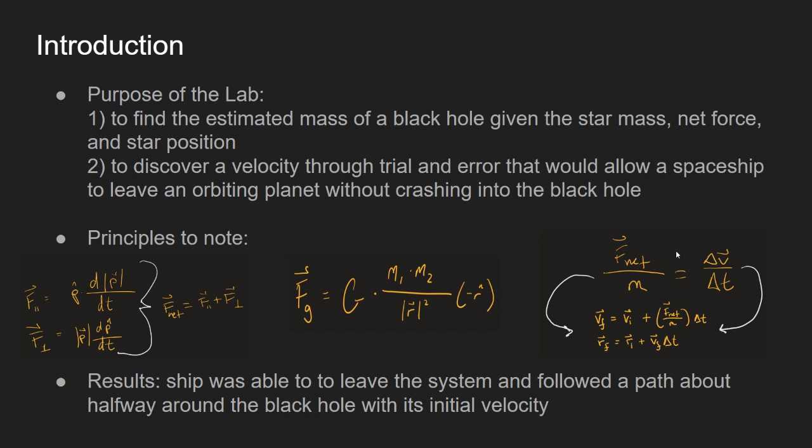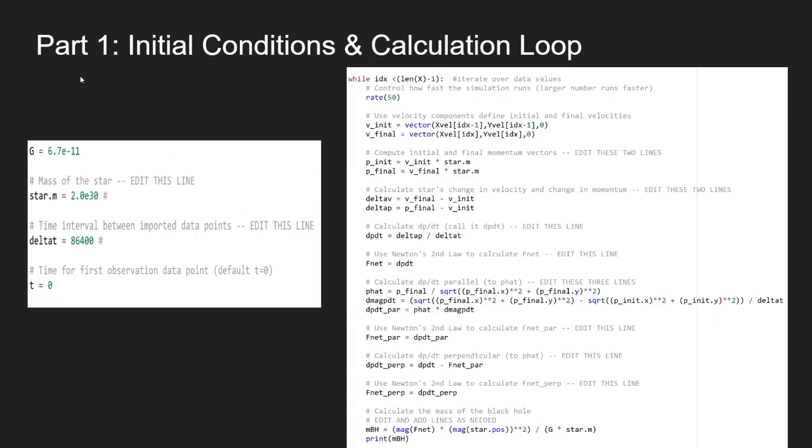And then lastly, we also have Newton's second law, momentum principle, which can be derived into the velocity and position update formulas. And just to talk about some results, my ship was able to leave the system safely and get away from the black hole without crashing. Here is part one, initial conditions and calculation loops. Here are the screenshots I've provided.